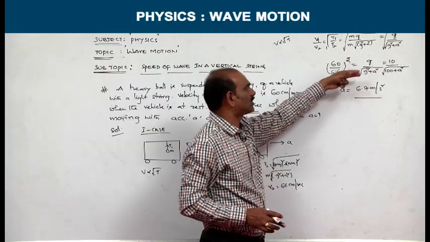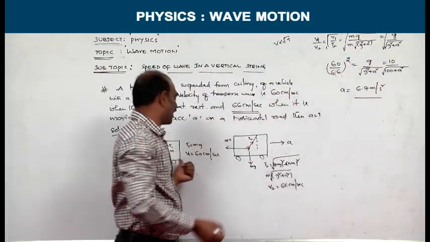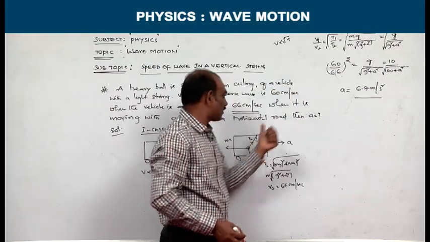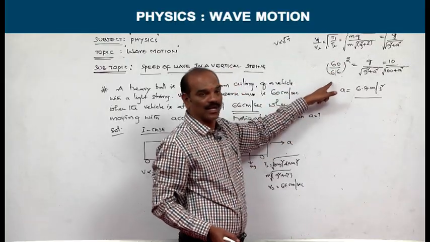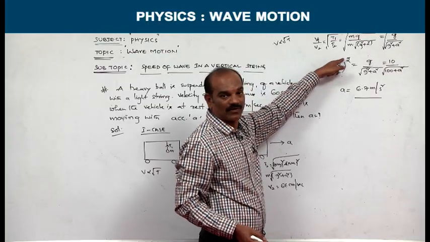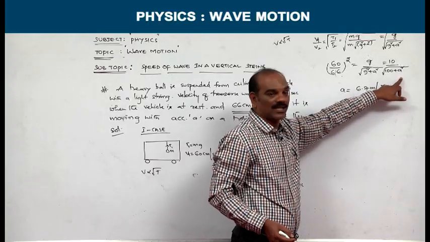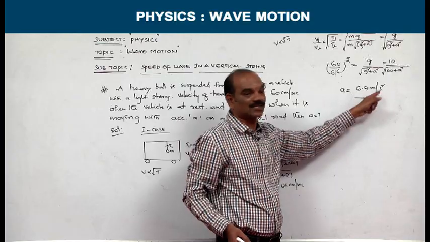Now, m gets cancelled. V1 is the speed when it is at rest, 60 centimeters per second. When it is going with some acceleration, the speed of the transverse pulse is 66. Substituting these values, 60 by 66 whole square is equivalent to, taking g as 10, 10 by under root of 10 square plus a square. On simplification of this, you will get a equal to 6.1 meters per second square.